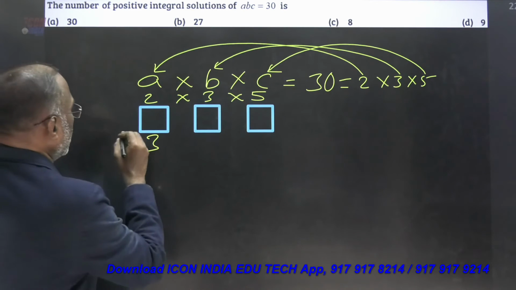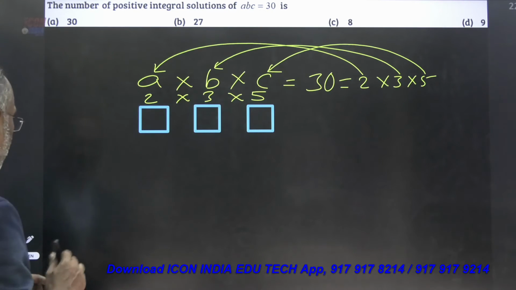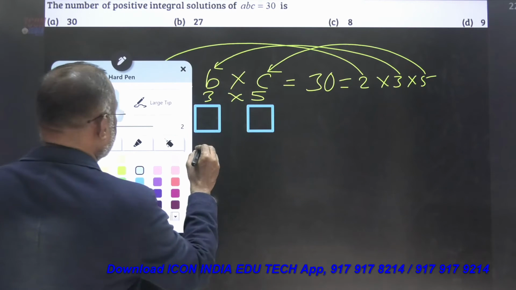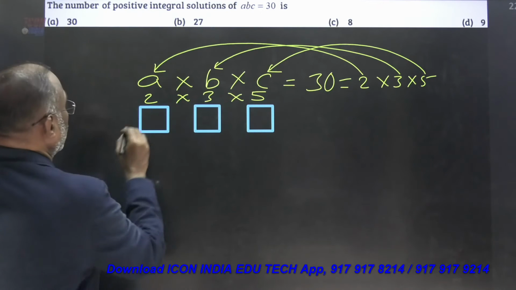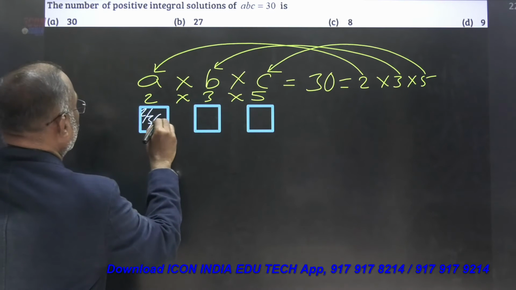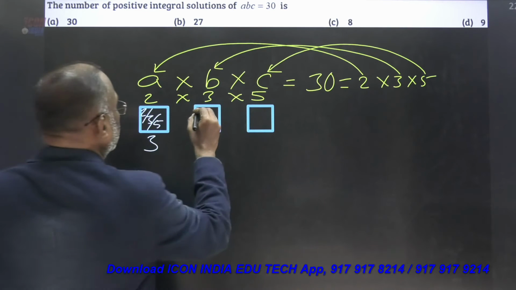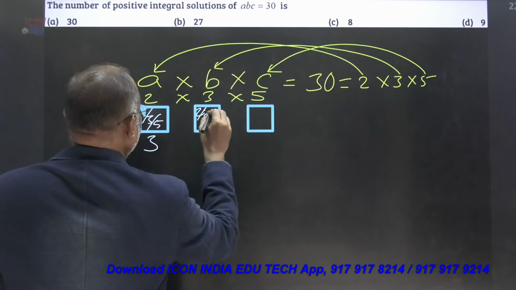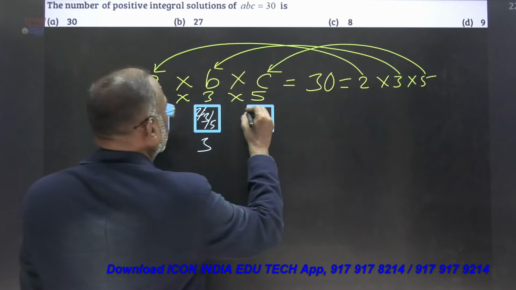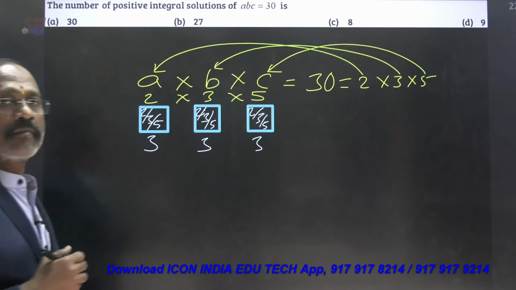Understand that? What I mean to say by that, I'll make the box still bigger so that you will have a clear idea about this. I can fill the first blank place either with 2 or with 3 or with 5. So it can be filled in 3 different ways. Similarly, this can also be filled with 2 or 3 or 5. It can also be filled in 3 different ways. And the third blank place can also be filled with either 2 or 3 or 5. It is 3 different ways.